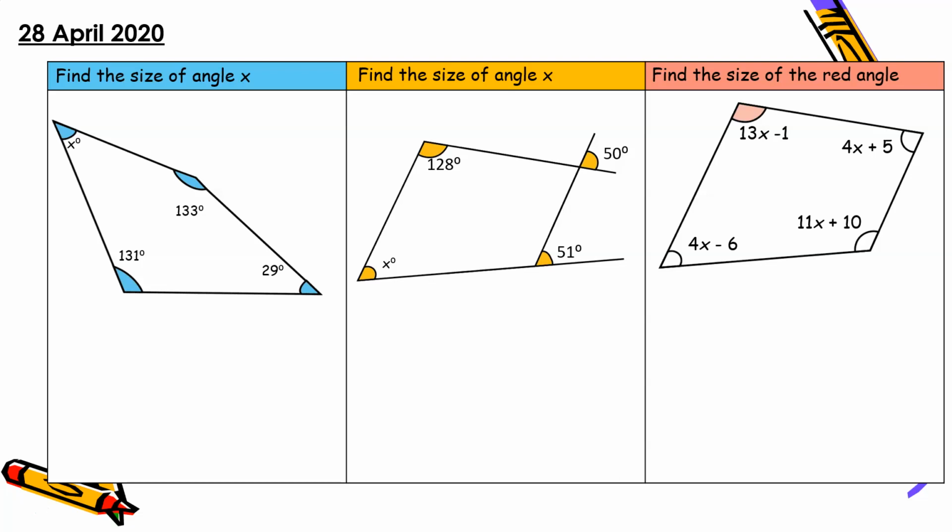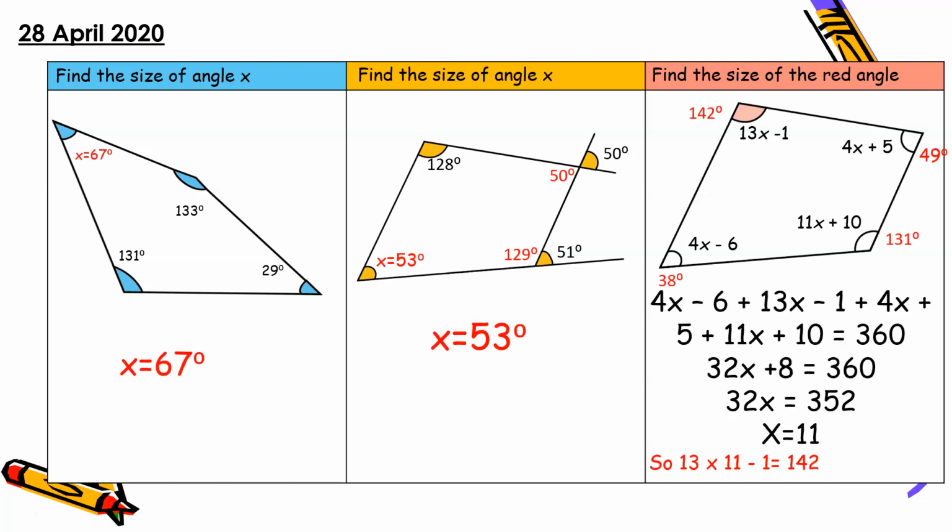Okay, so hopefully you gave that a go. So here are the answers. The key thing here is that's 360 take away 131, 133, and 29 gives us 67. So that's nice and straightforward.